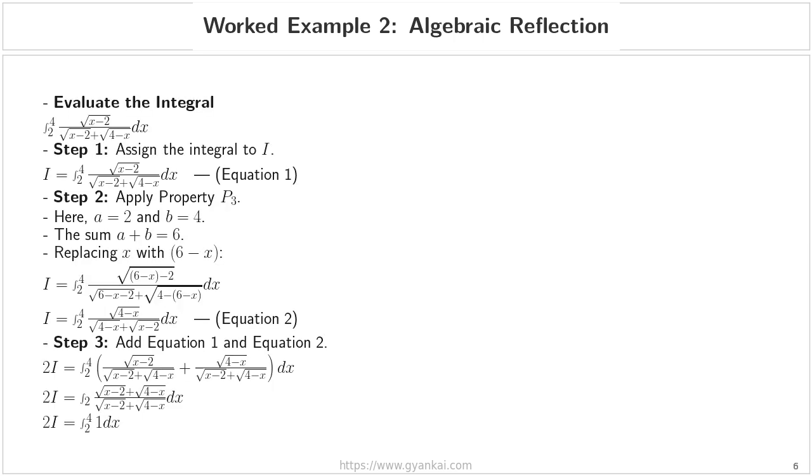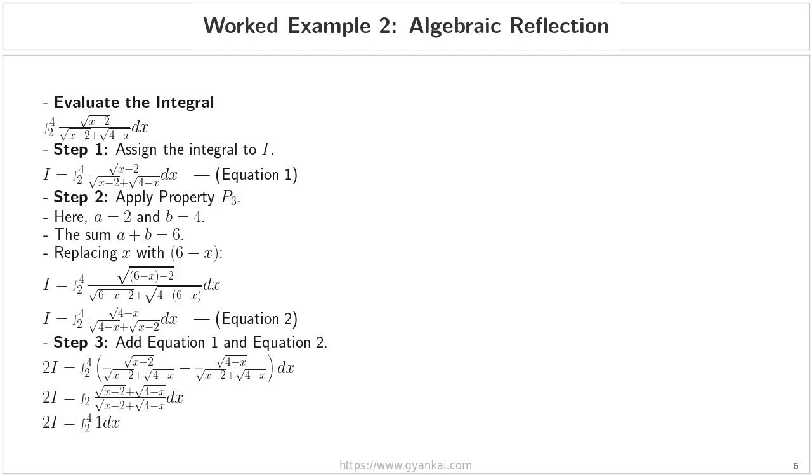Step 3, this is where the magic happens. We now add equation 1 and equation 2 together. When we do that, we get 2I equals the integral from 2 to 4 of the sum of the two integrands. So, we have 2I equals the integral from 2 to 4 of square root of x minus 2 divided by square root of x minus 2 plus square root of 4 minus x, plus square root of 4 minus x divided by square root of x minus 2 plus square root of 4 minus x.